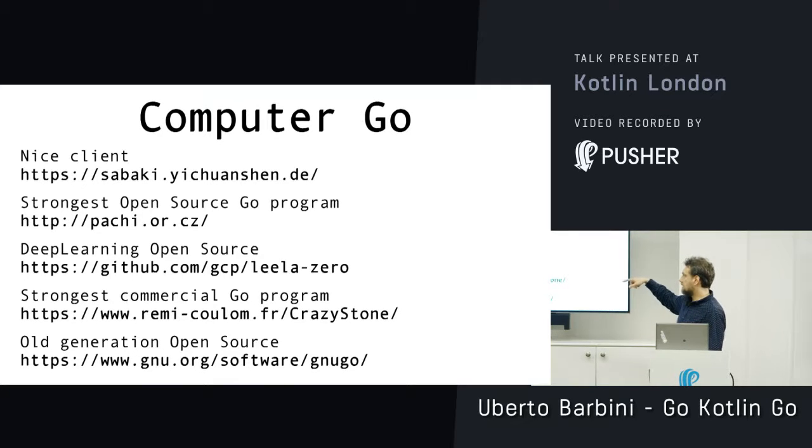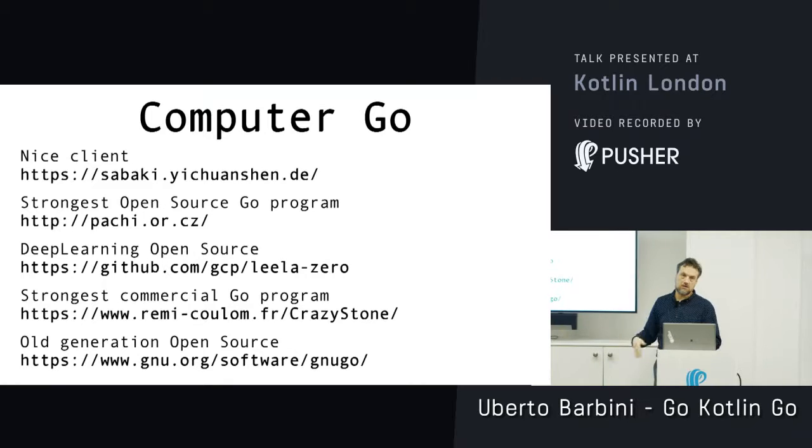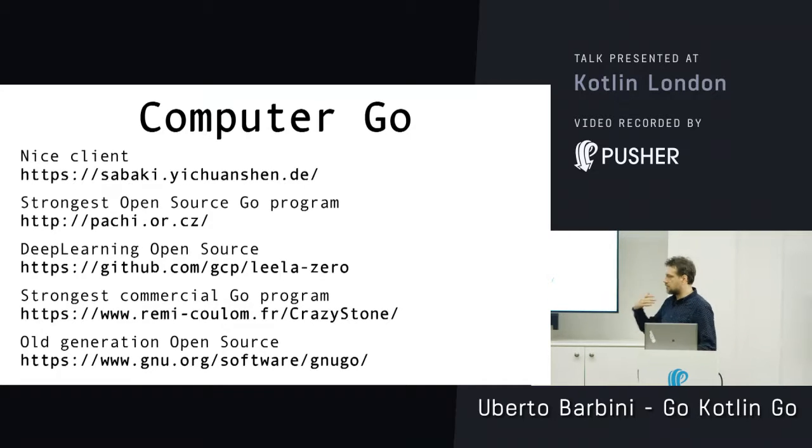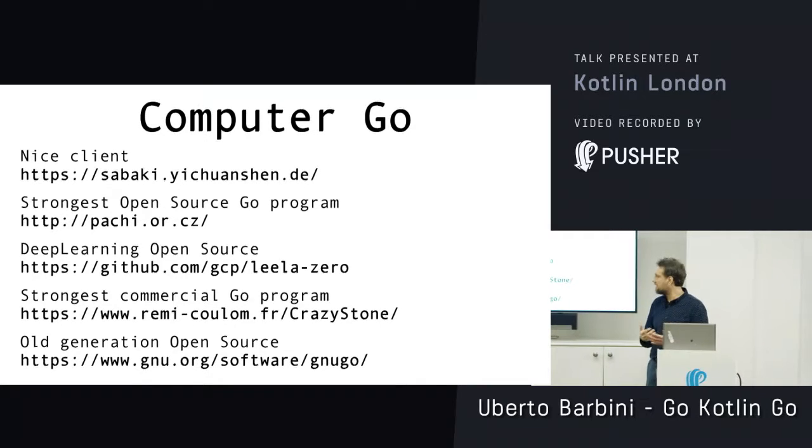Leela Zero is the new one, which is based on deep learning, but it's open source, so it's kind of redoing what Google did. And it's really nice. I think at the beginning of this year it was still weaker than Pachi, but probably it will be stronger in the future. And Crazy Stone is a commercial program, the strongest. And also Crazy Stone is now switching to deep learning. And we'll try to explain why.